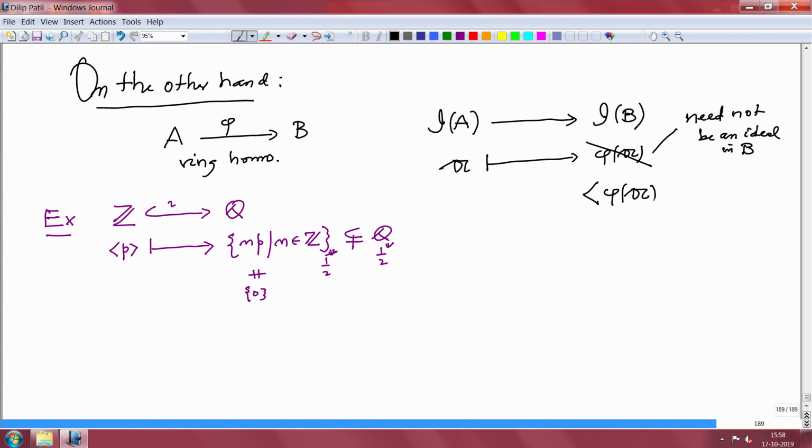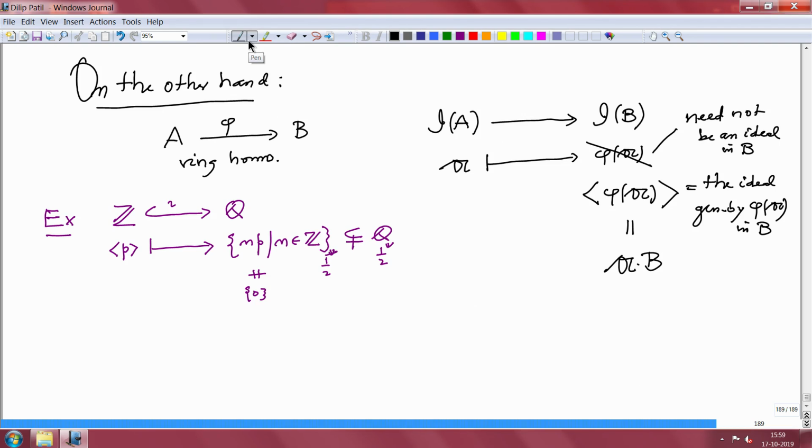Phi A generate. This is the ideal generated by phi of A in the ring B. That is the smallest ideal which contains all this phi A. By abuse of notation, this is denoted by A times capital B, because when you write this, it is clear that what this means is a finite sum which takes the images of elements from A and then bilinear combinations. So, that is why it is this notation.